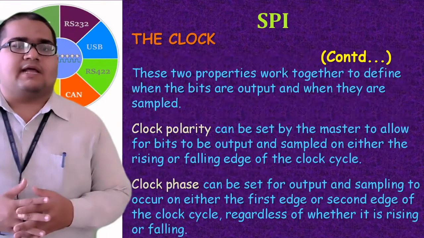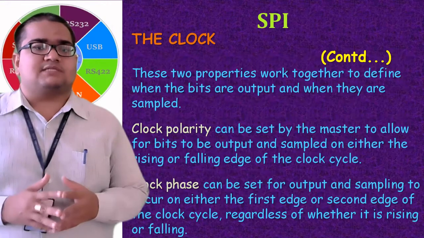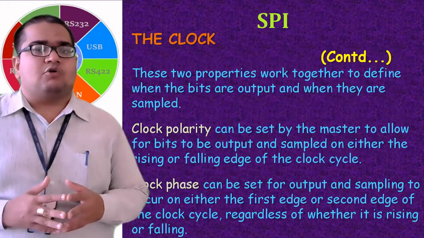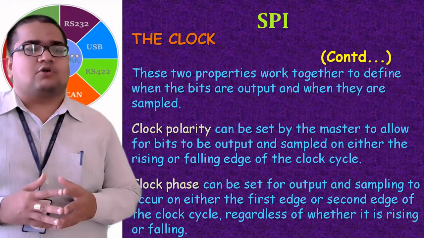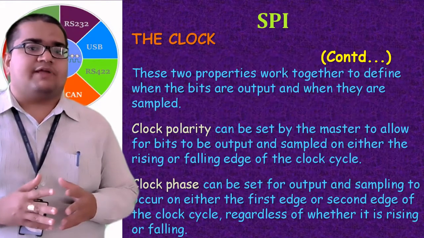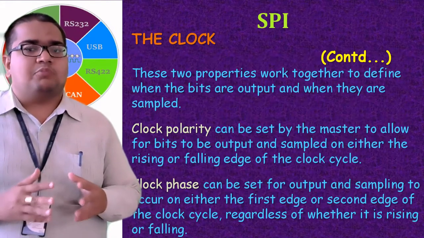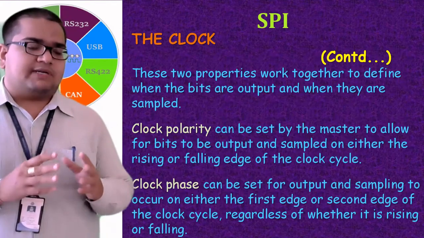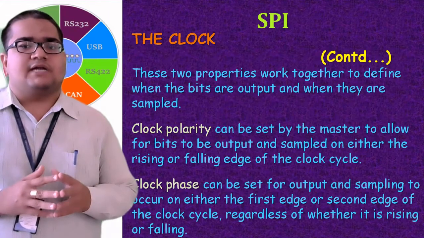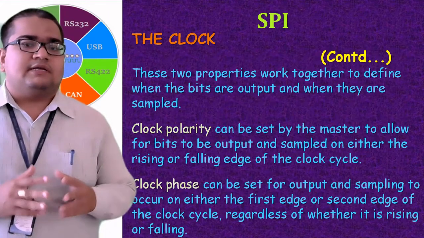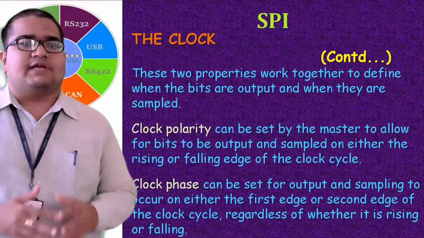The clock polarity can be set by the master to allow a bit to be output and sampled on either the rising or the falling edge of the clock. Whereas the clock phase can be used for output and sampling of the data, which can occur at the first edge or second edge of the clock cycle, regardless of whether it be a rising or falling edge.